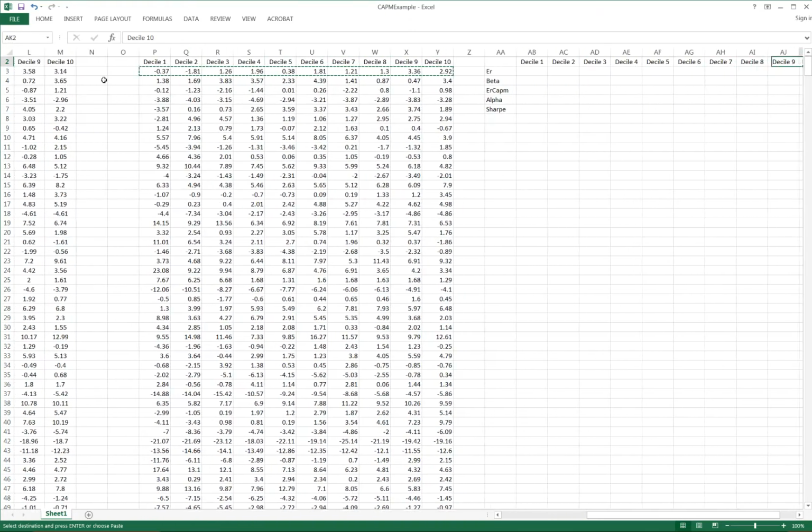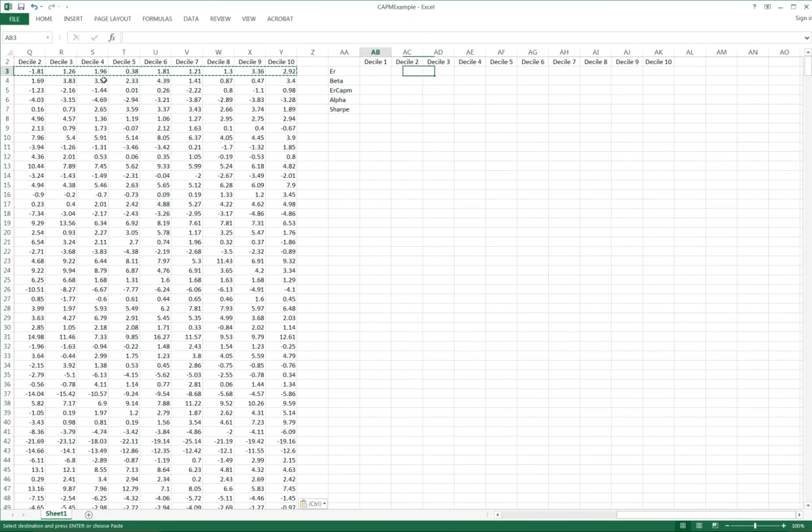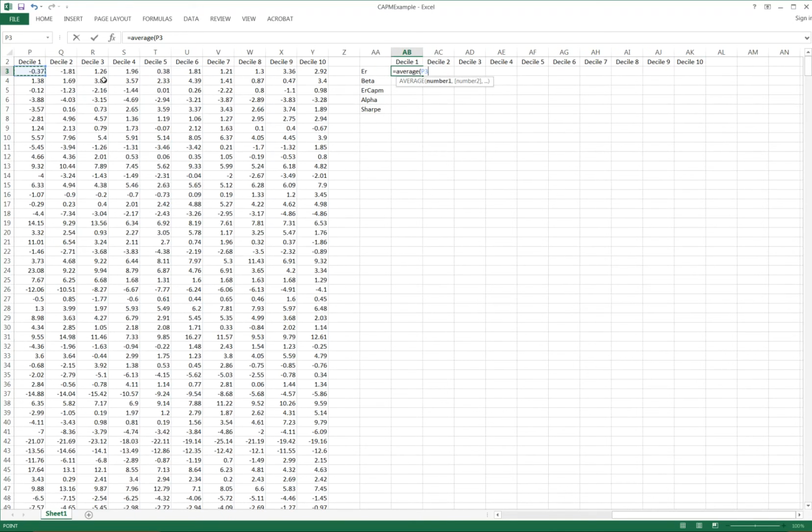Now for the 10 decile portfolios, I'm going to calculate their average excess returns, their capital asset pricing model betas, and the expected return that the CAPM says the portfolio should have earned. I'll calculate their alpha based on that, and then their Sharpe ratio, and we can compare them and see how well they did relative to the CAPM and to each other. So in this cell, I'll just put in the average of my excess returns here. And I can copy that over for all 10 portfolios.